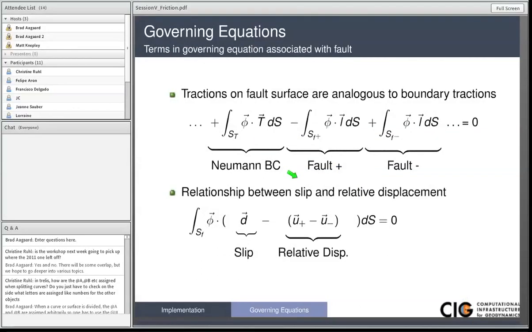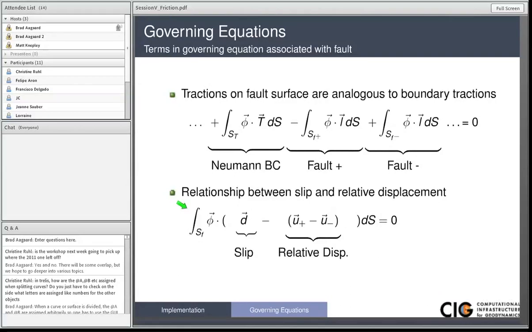As we discussed on Monday, we have our Neumann boundary condition, and then when we bring in the fault boundary conditions through the domain decomposition approach, we have Lagrange multipliers. We have a Lagrange multiplier on the positive side of the fault for the fault traction. On the negative side of the fault, we have equal and opposite fault traction. And we have our constraint equation for the slip and its relationship to the relative displacement.